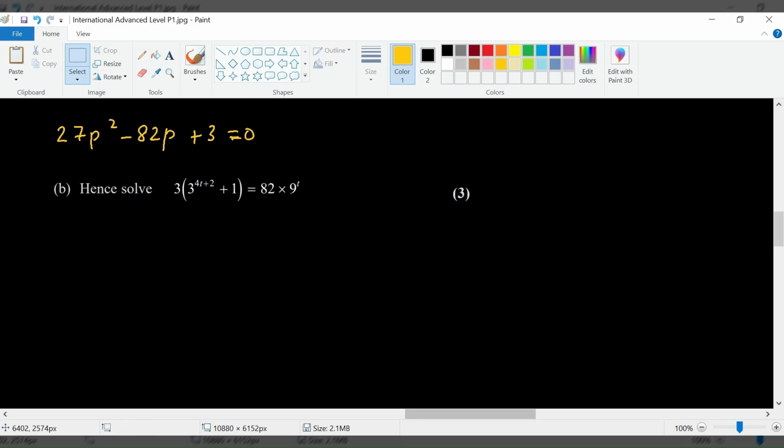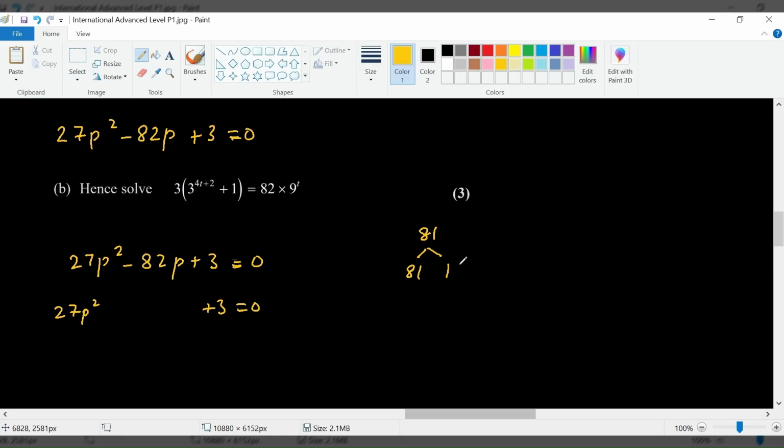Now what happens is that I will solve what I have got from question number A, which is 27p² − 82p + 3 = 0. I will solve this as a quadratic equation. I will write 27p² and + 3 = 0. I know very well that 27 times 3 is 81, and when I'm finding the factors, I will say that 81 times 1 is 81.